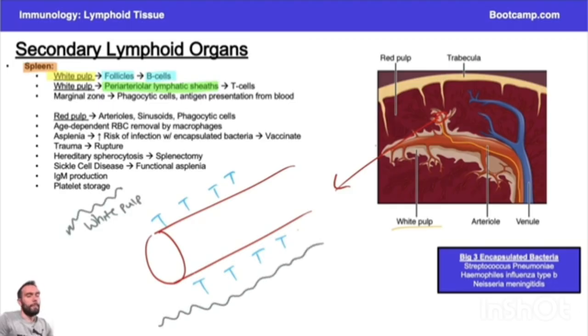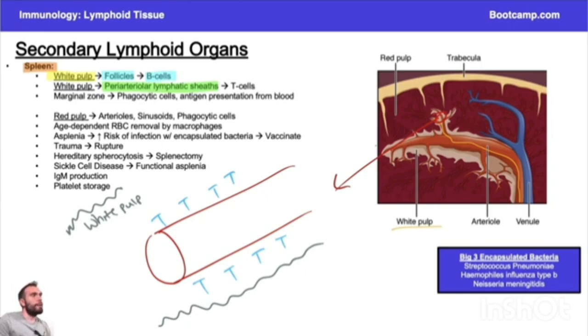And that area around the arteriole, remember, it says periarteriolar lymphatic sheaths. It's almost like a sheath of T cells surrounding that arteriole. The whole purpose of that is if I have antigens coming in, those antigens can be recognized by the T cells. That's the point. That's why they're there. So it's a dense lymphoid tissue surrounding the arterioles as you come in. Again, all in the white pulp.